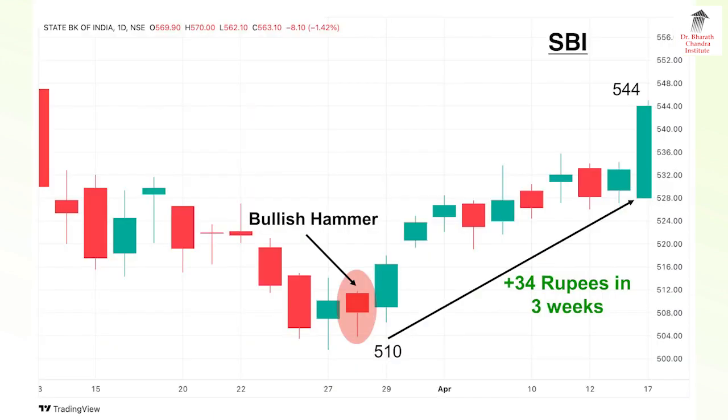Number 1, you can see the SBI graph, and there is a bullish hammer at the bottom of the downtrend, and after that from 510, SBI went to 544 rupees, a 34 rupee gain in 3 weeks time.